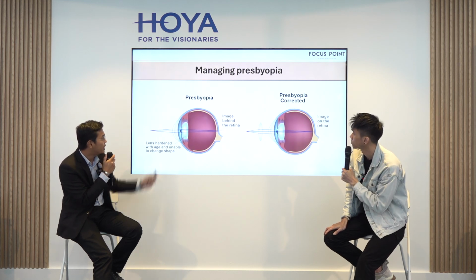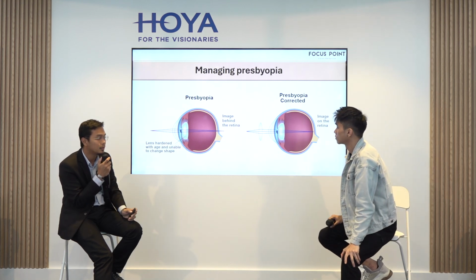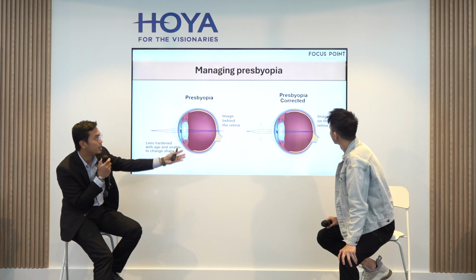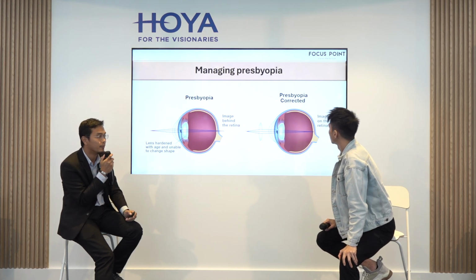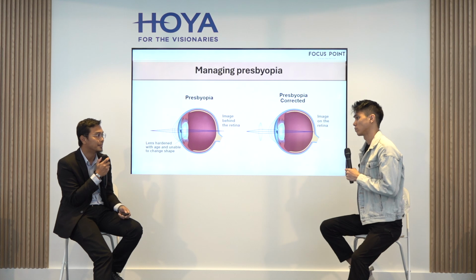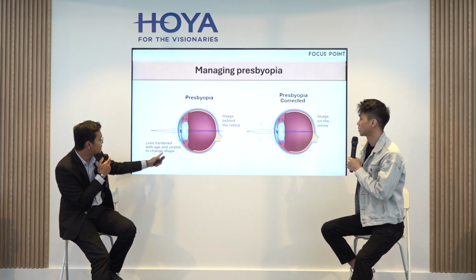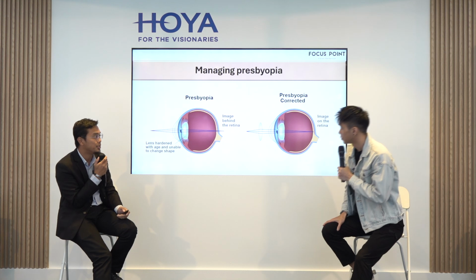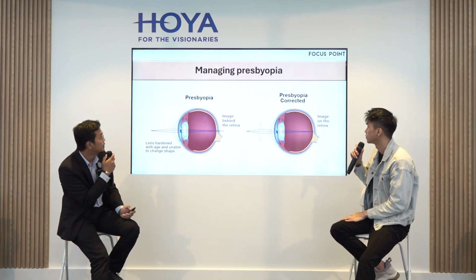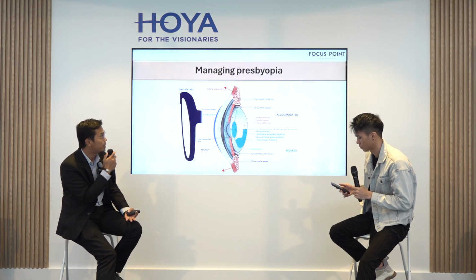Because the image is at the back of the retina, we can manage with optical means. We can put lenses, contact lenses, to pull the image so that it forms on the retina. When the image is formed on the retina, only then can you see clearly. I see. Okay. So the lens hardens with age and is unable to change shape. That is the reason why you cannot see at near.